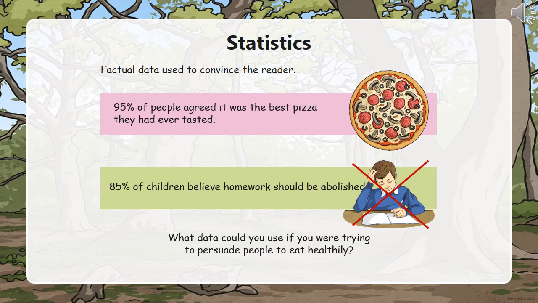Finally, we have statistics. These are factual data used to convince the reader. Here's some examples. 95% of people agreed it was the best pizza they had ever tasted. 85% of children believe homework should be abolished. What data could you use if you were trying to persuade people to eat healthily? Pause the video now and have a think.